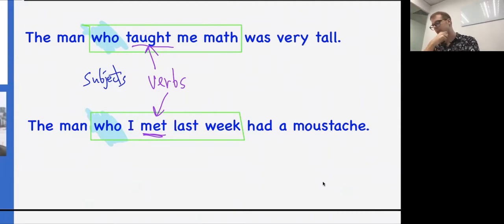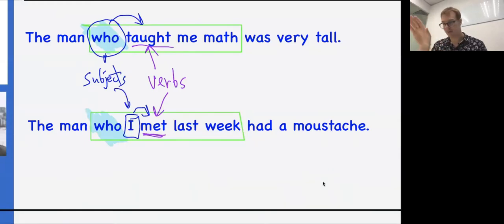I think we have the same pattern as last time, right? Here, we're using who to say taught me. Who taught me, right? It's working as a pronoun. Our relative pronoun is the subject. But then here, I see one, right? You see it? Met. Who met? I met. So our subjects are safe. So which one can I remove? I think you guys see it.